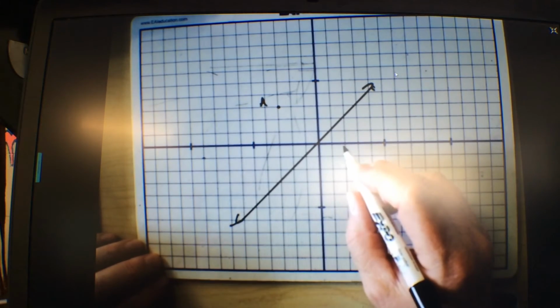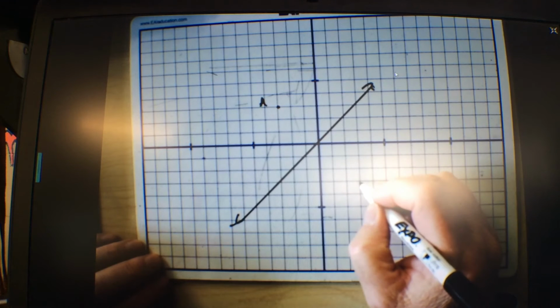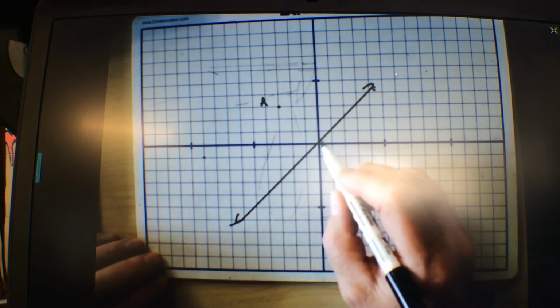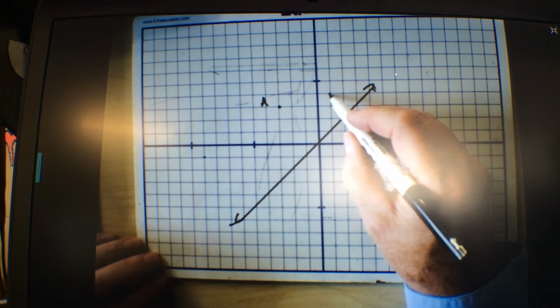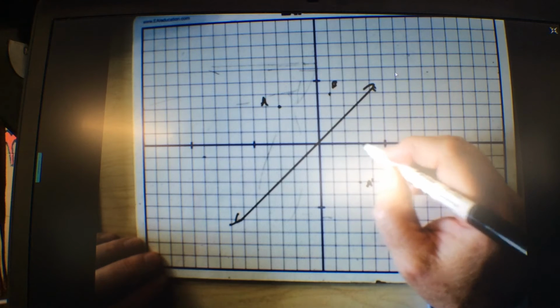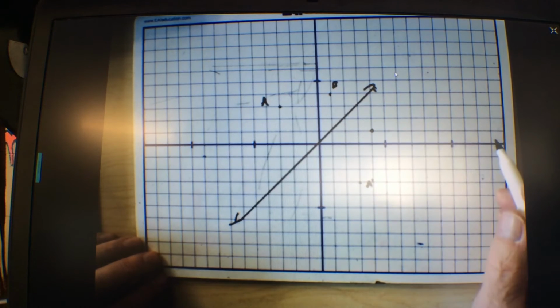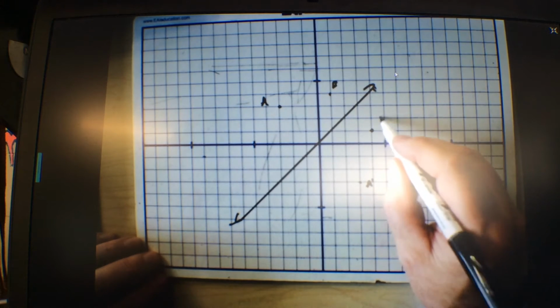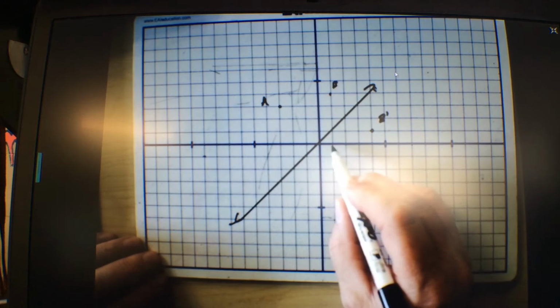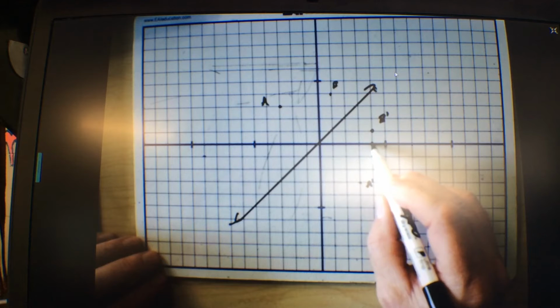So I would go 3 and negative 3 would be A prime, right? B would be 1, 4. So B would be up here. B prime would be 4, 1: 1, 2, 3, 4, 1. And make sure you're labeling B prime. And then C is 4, 0: 1, 2, 3, 4, 0. This is C.